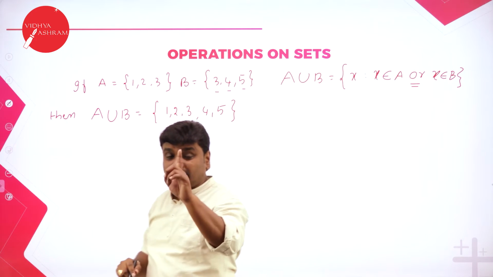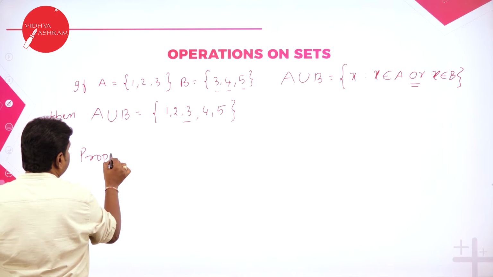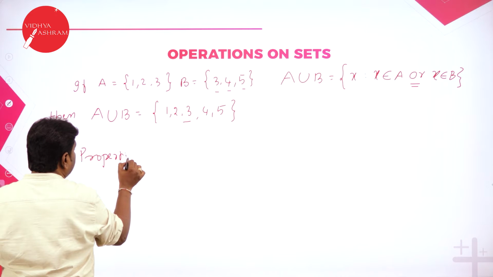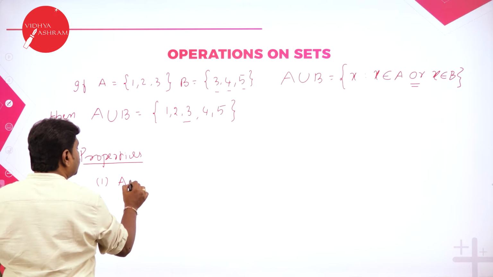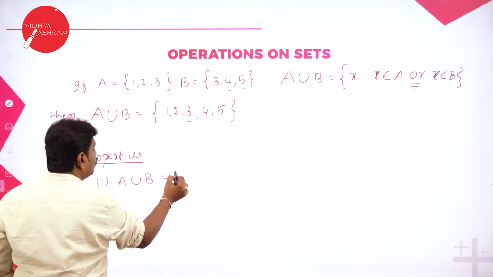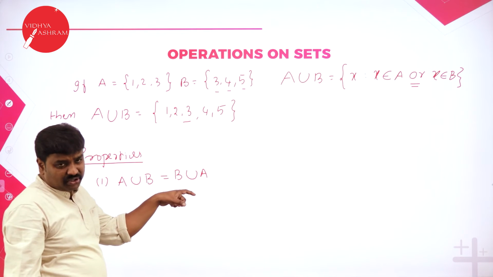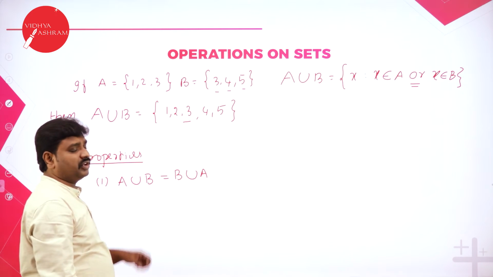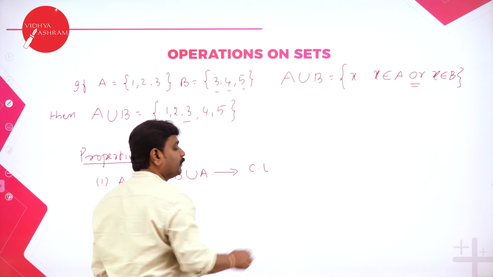This is the only first operation we studied. In these properties I taught you, what are the properties we studied? The first property I taught you is commutative. Commutative means A union B is the same as B union A. In any situation, you can write A union B as B union A, or B union A as A union B. We call this the commutative law.